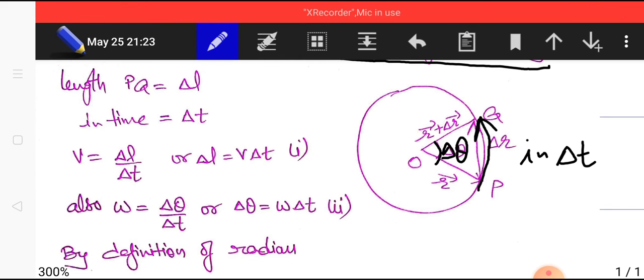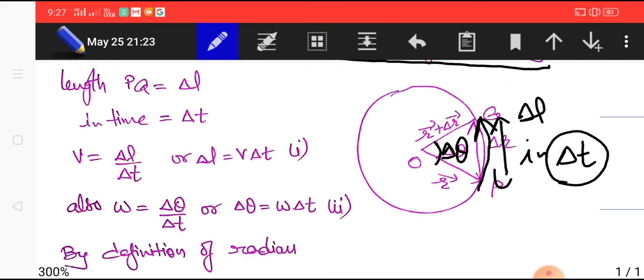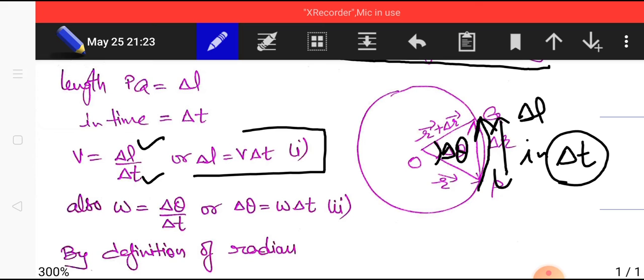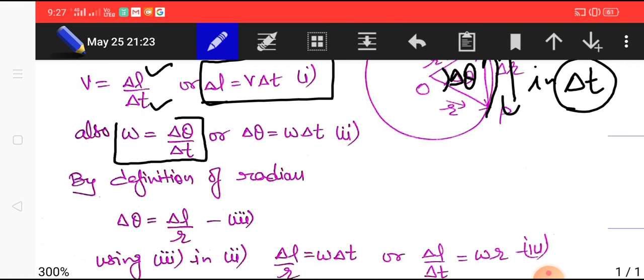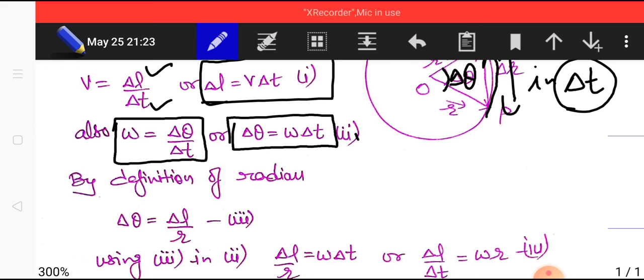Now by basic concept, the velocity in this small time interval delta t, the distance covered, let us say it is of length delta l, then velocity is delta l divided by delta t, or we can write delta l is equal to v delta t. It is our first equation. Also we know that by definition omega is equal to delta theta by delta t, the rate of change of angle, so we can write delta theta as omega delta t. Let it be equation 2.